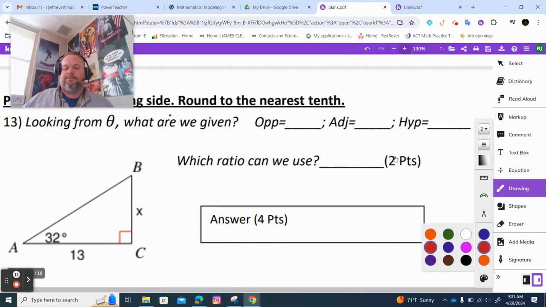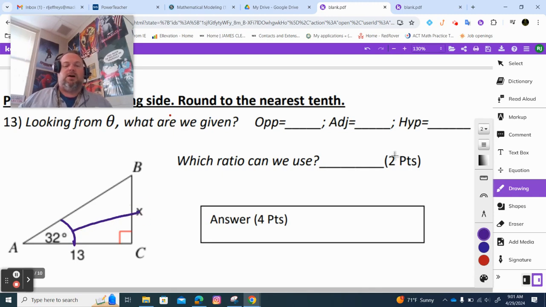So here's our theta. So our opposite is x. We don't know our adjacent. We do know our adjacent. My bad. Okay. Which ratio do we use that only deals with opposite and adjacent? Tangent. Thank you. That's worth 2 points. Okay. So the tangent of 32 equals x over 13.